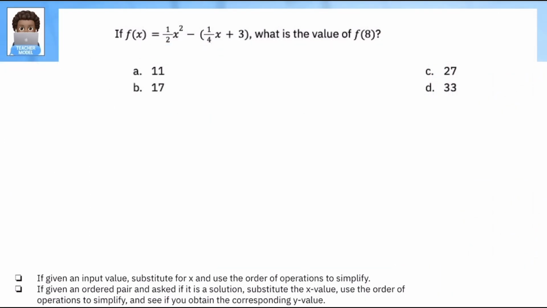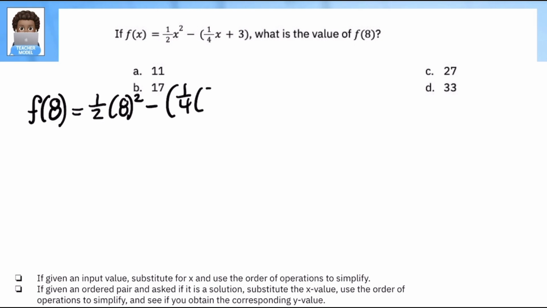Okay, let's look at our next practice, and I'm using my criteria for success. Again, remember, if we're given an input, we're going to substitute for the x and use our order of operations, and that's what we have here. They've given us the input f of 8, meaning every place I see an x, I'm going to put an 8. So let's rewrite that in. f of 8 is equal to 1/2 times 8 squared minus parentheses 1/4 times 8 plus 3.